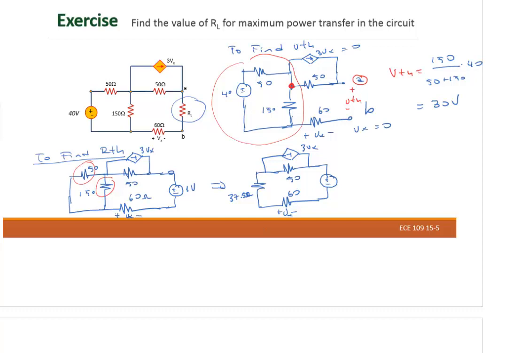I can find first what Vx is equal to. If I want to select the current like this, I'm going to select this way here, if you don't mind. Let me change the color to green. I'm going to select my current going this way, I. So my Vx will be equal to 60 times I.